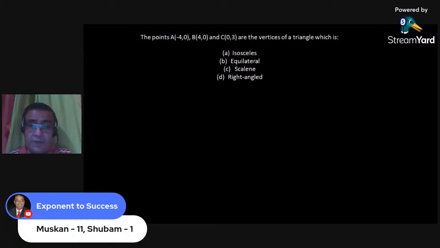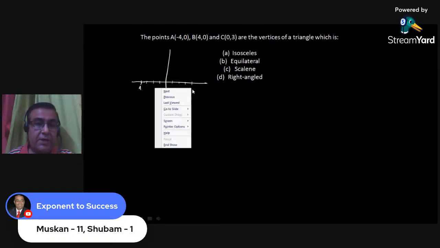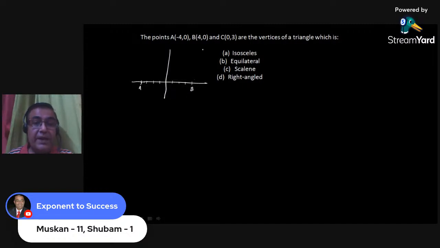So basically what I am going to do is do it in a different method. I am going to first see where the points lie. So we have got minus 4 comma 0, which means it's on the x-axis: minus 1, minus 2, minus 3, minus 4. So this is the point A. Then B is 4 comma 0: 1, 2, 3, 4. This is the point B. And C is 0 comma 3, so on the y-axis: 0, 1, 2, 3. And this is the triangle that I have.